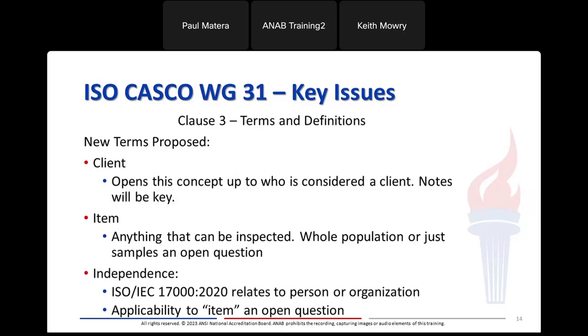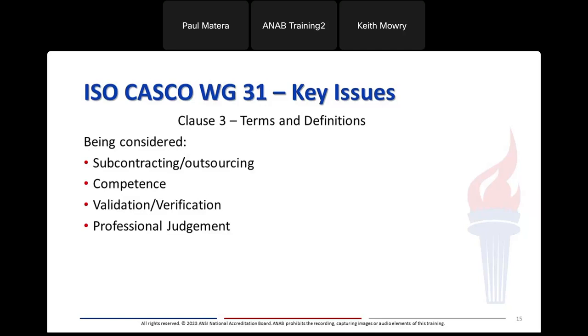Independence, again, 17000 relates to a person or organization. Applicability to item, as in item relative to independence, is still an open question. The key here is going to be to think about the difference between impartiality and independence as two separate concepts. All inspection bodies are expected to be impartial. Not all inspection bodies have the same levels of independence.